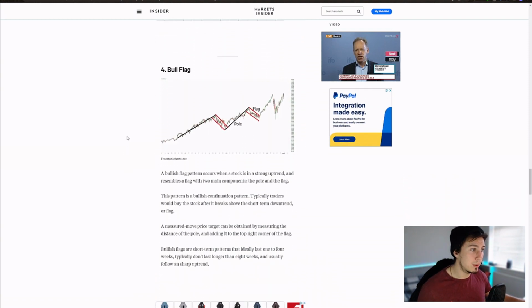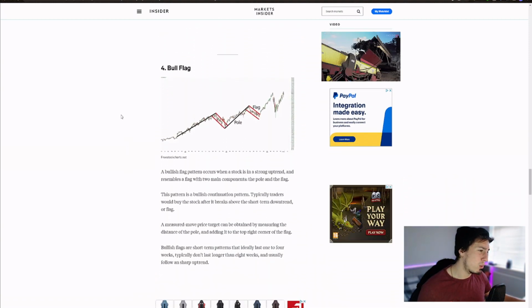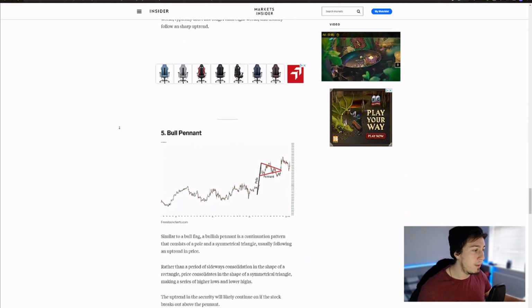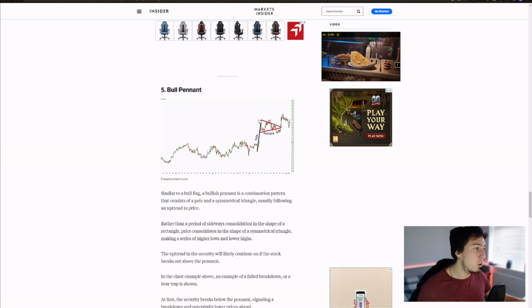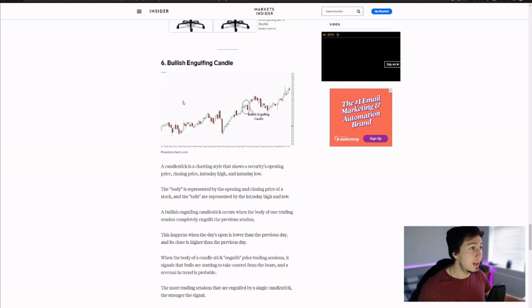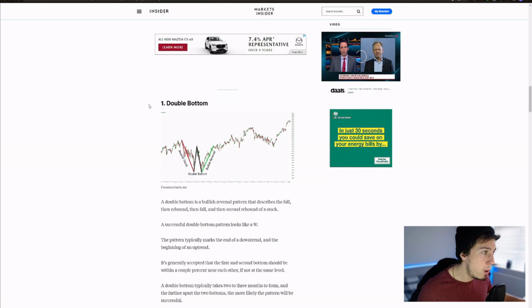We have bull flags, which are very, very common. These look a little bit different to the ones I'm used to seeing. But again, it's a bull flag, slanted bull flag, bull pennant. These are very, very popular. Big flagpole, triangle shape, and then breakout continuation to the upside. Bullish engulfing, I don't really look at these ones too often, something I should probably learn more about.